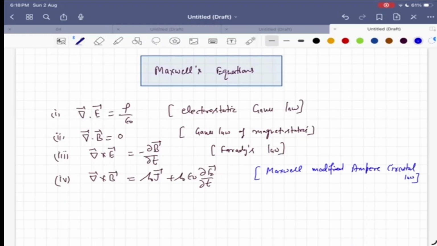So here we can see that this is Maxwell's original contribution to the fourth equation, because before Maxwell the Ampère-Circuital law was known in the form of del cross B is equal to mu naught J, where J is the current density, B is the magnetic field, right? And this was the Ampère-Circuital law before Maxwell.